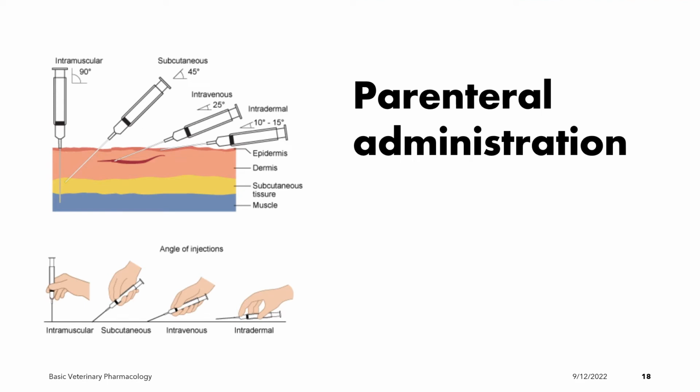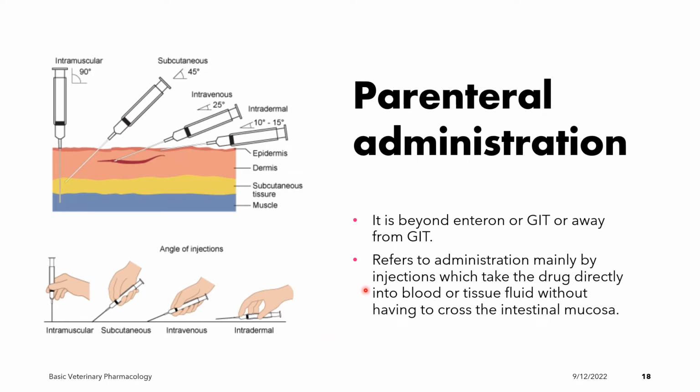The next is the parenteral route of drug administration. When we say parenteral, that is beyond enteron or GIT, or away from the GIT. This refers to the administration of drugs mainly by injections, which take the drug directly into the blood or tissue fluid without having to cross the intestinal mucosa.